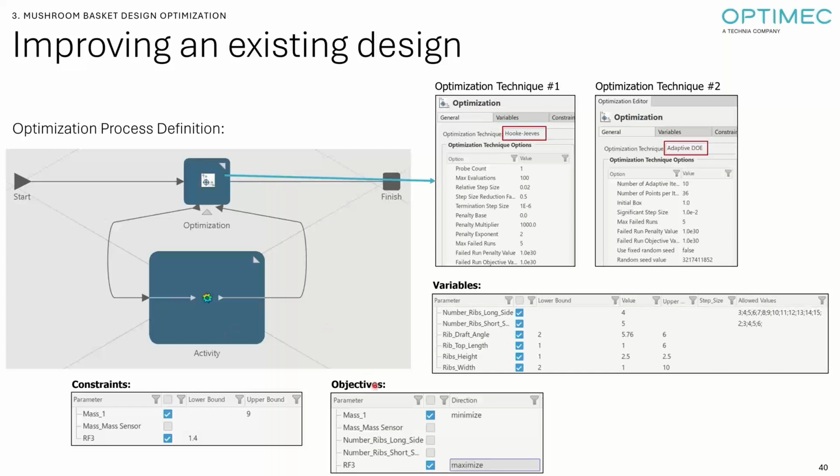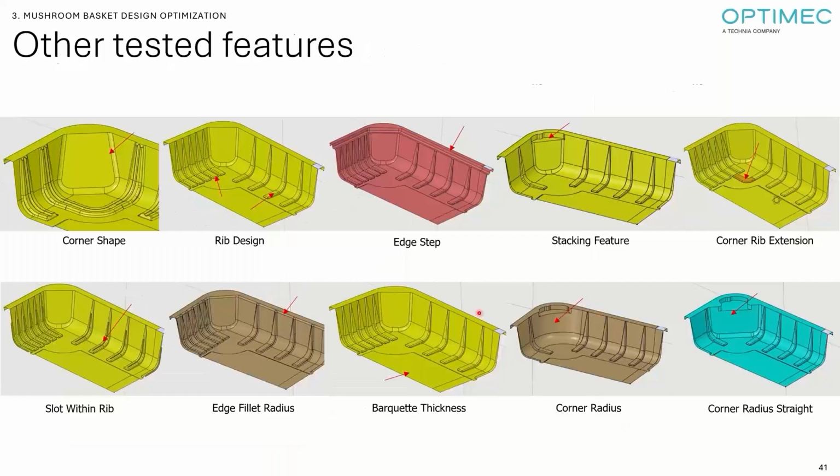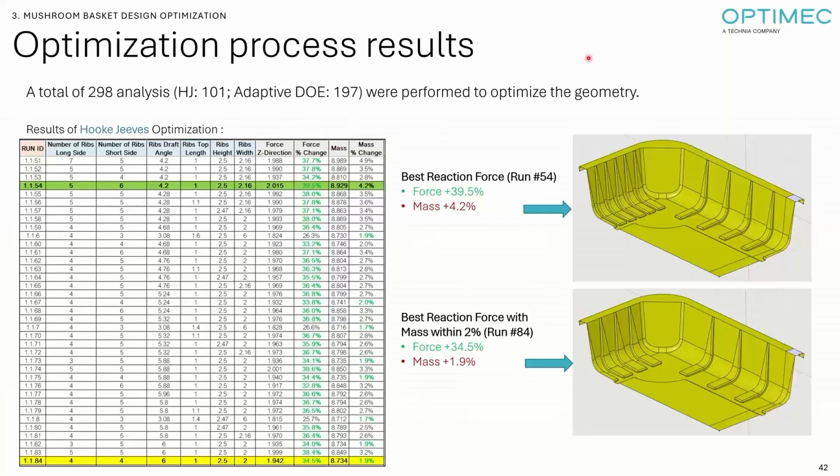So we have few objectives. Again, we want to minimize the mass because we don't want to increase the amount of plastic too much in the mass of the basket, but we want to maximize the reaction force, meaning we want to maximize the stiffness. And we were able to generate hundreds of designs. Upon that as well, we tested some few features like a different rib design, or adding a shape in the corner, an edge to the step, a stacking feature, and so on and so on. In total, we generated nearly 300 design iterations of that mushroom basket.